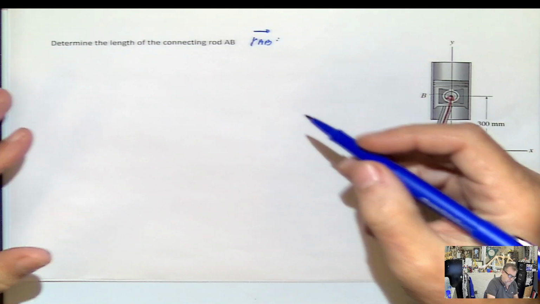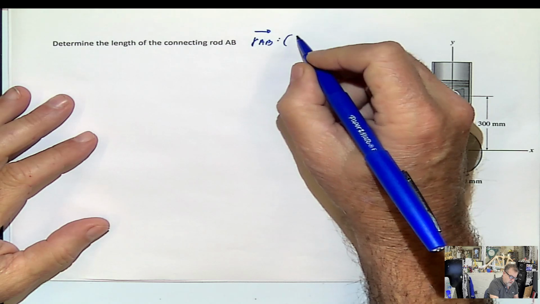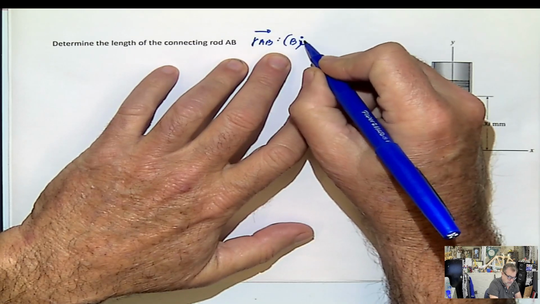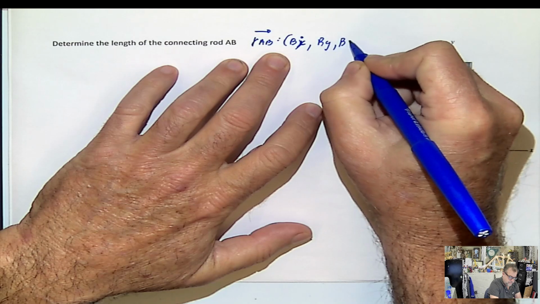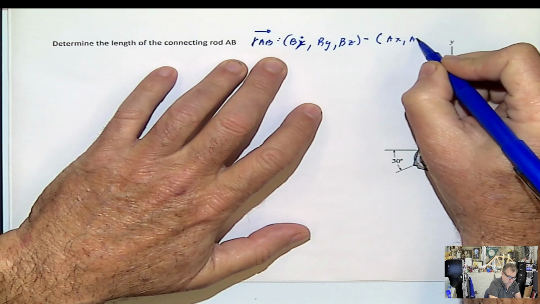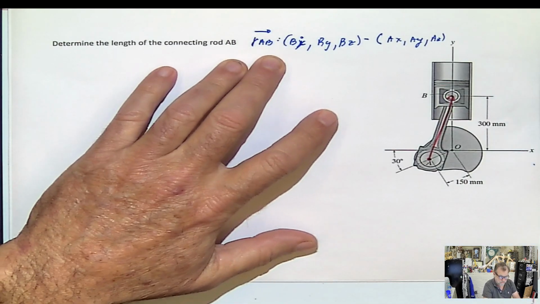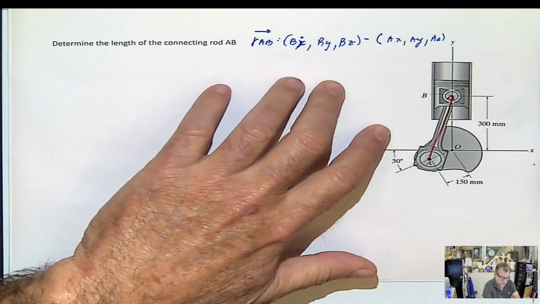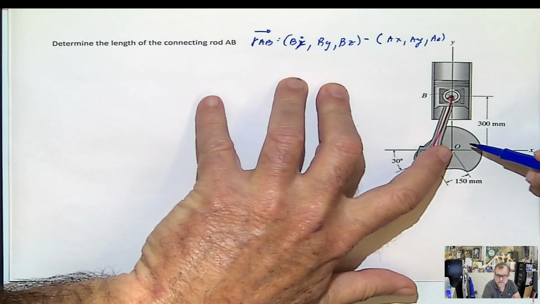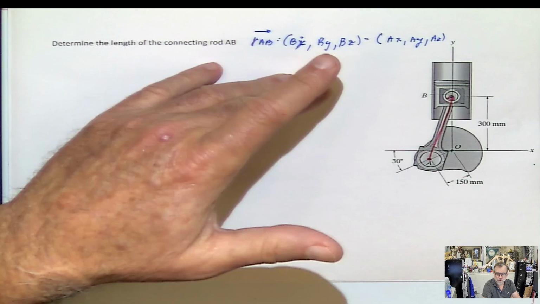How do we find the position vector AB? The position vector AB will be the coordinates of B, Bx, By, Bz, minus the coordinates of A, Ax, Ay, Az. In this case, everything goes in x and y. So the only thing we have to know is how to find the coordinates of the points. So what are the coordinates of this point?